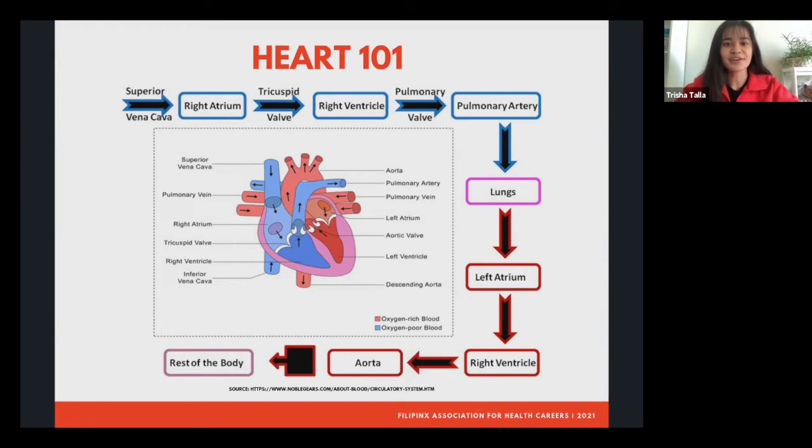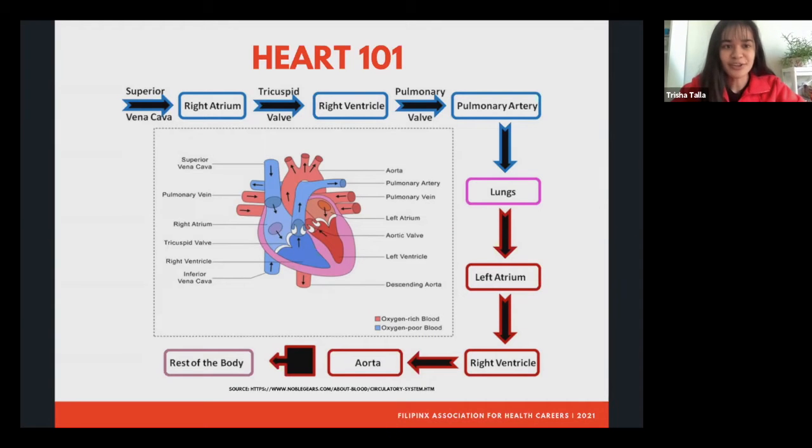I just wanted to clarify that arteries, veins, and capillaries are all different kinds of blood vessels. The capillaries connect the arteries to the veins. The arteries carry the oxygenated blood away from the heart, and the veins carry the blood back to the heart. So I'll be explaining how the blood flows through your heart.